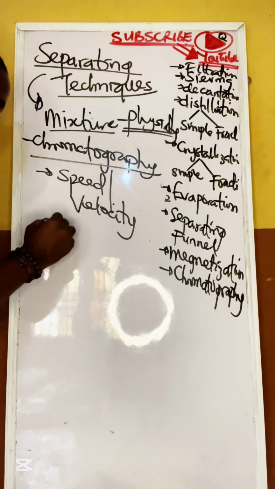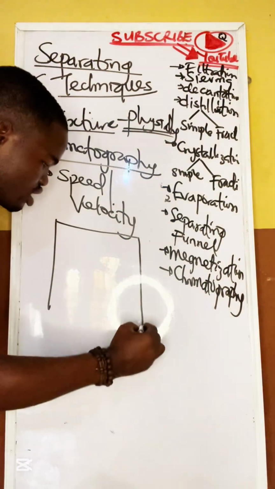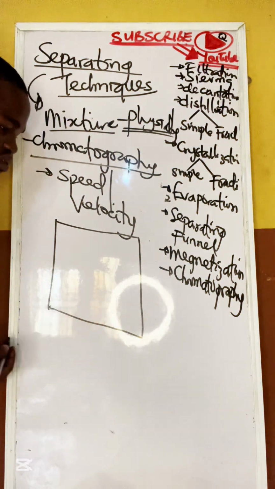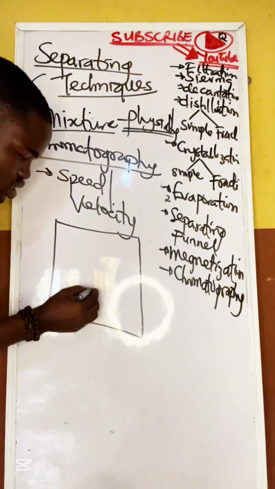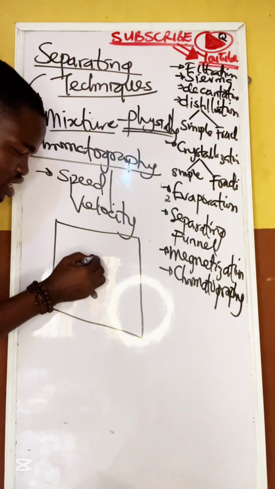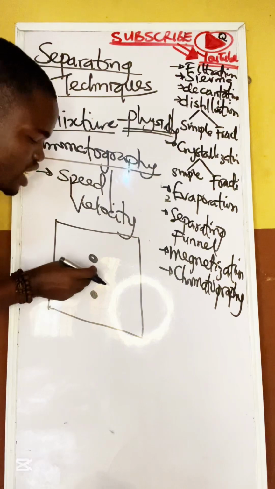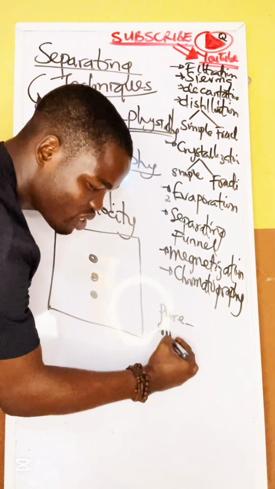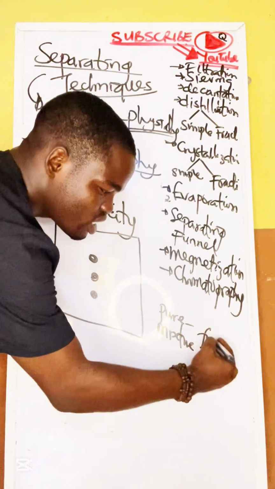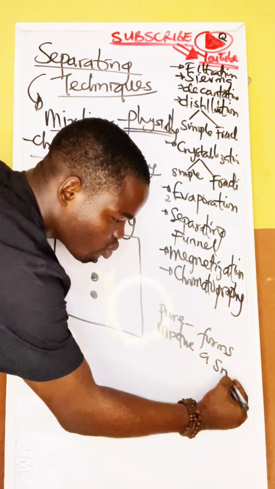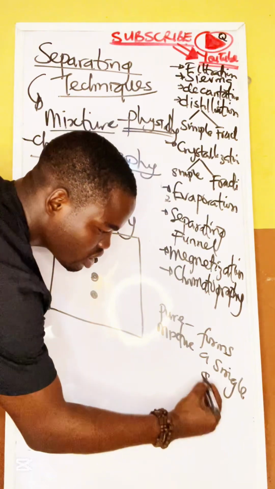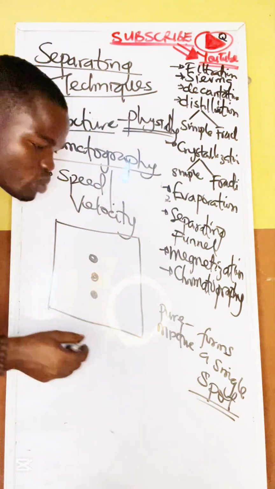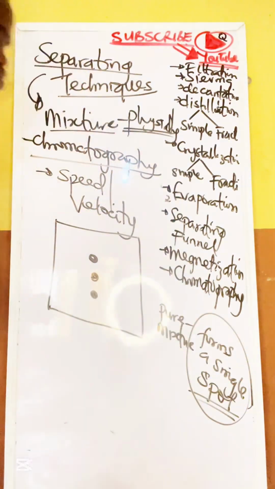Now, we have a chromatograph where you can have a solute. Now, another very important thing about a pure substance is that it forms a single spot. Please take note of this one. A pure substance forms a single spot on a chromatograph paper. If it's not pure, it will form multiple spots. So if it is pure, it forms a single spot on a chromatograph paper.